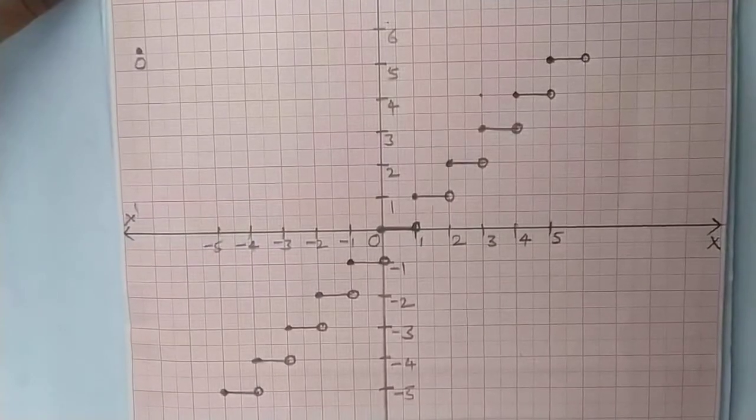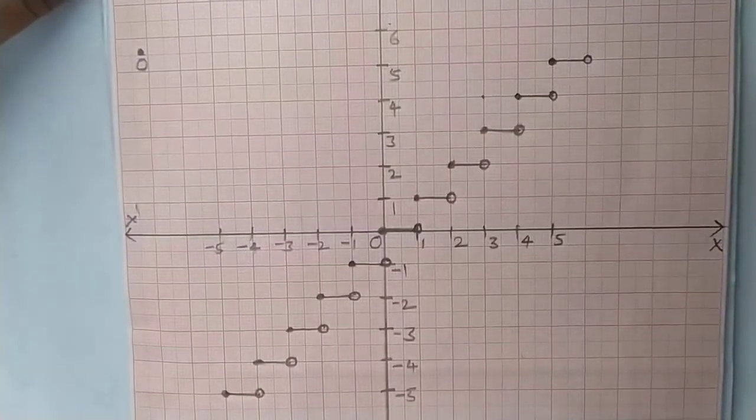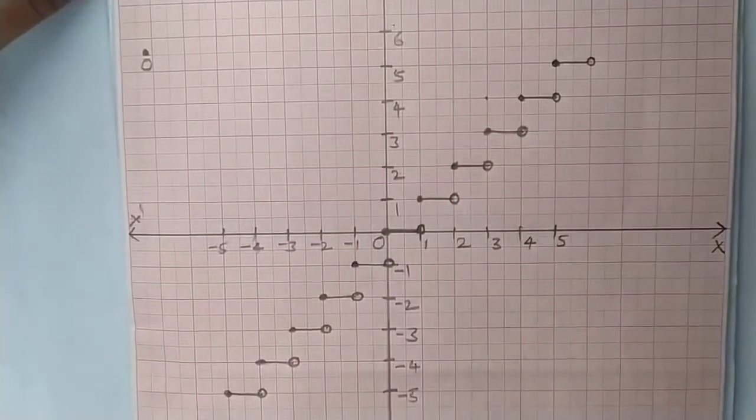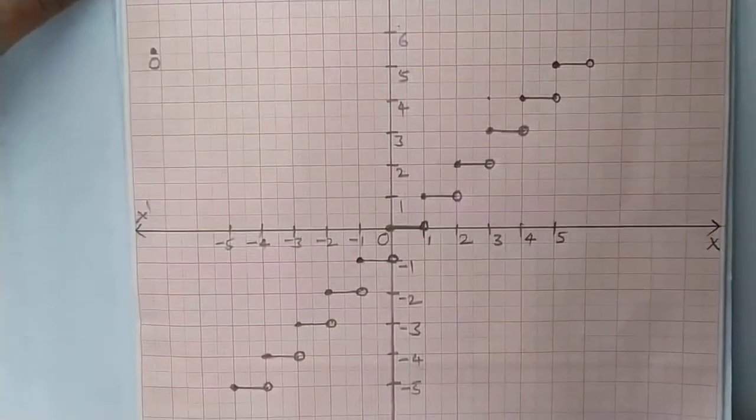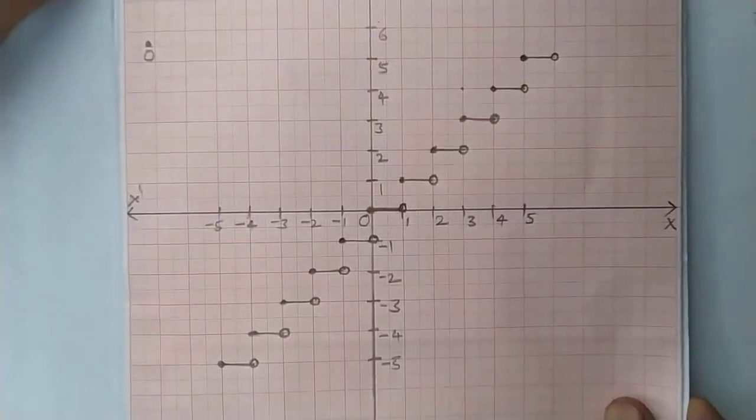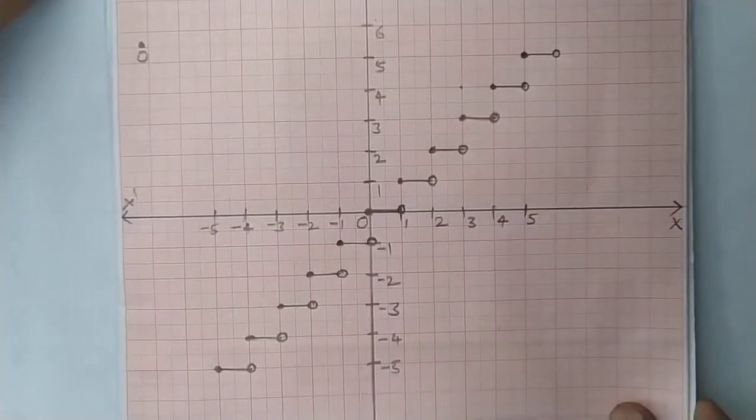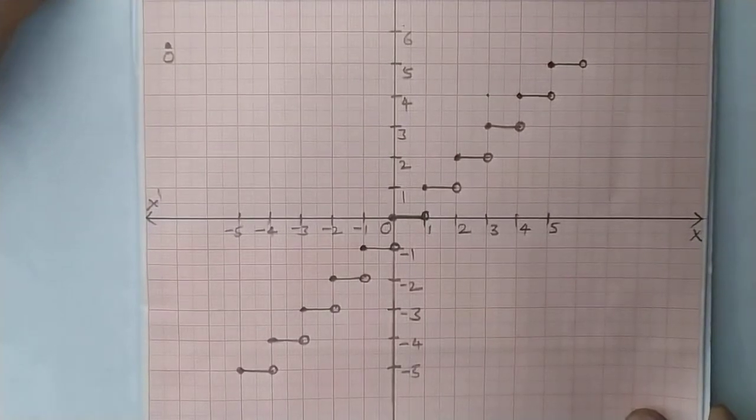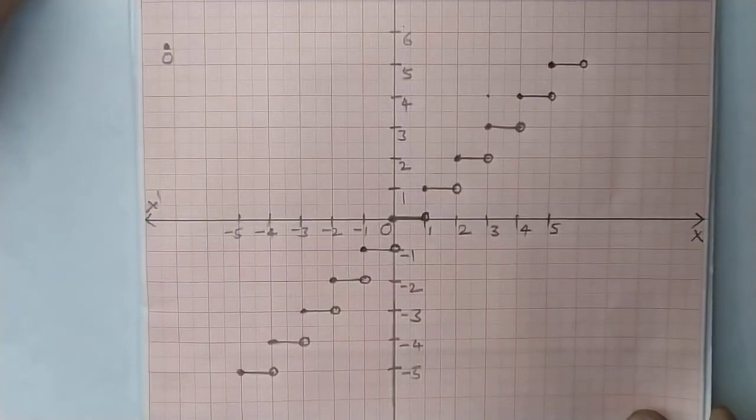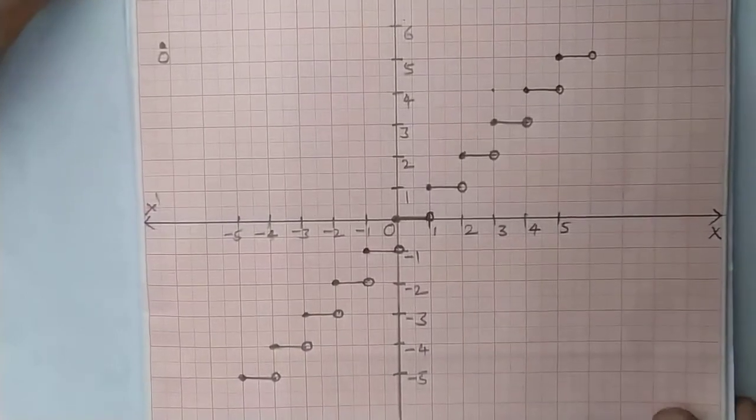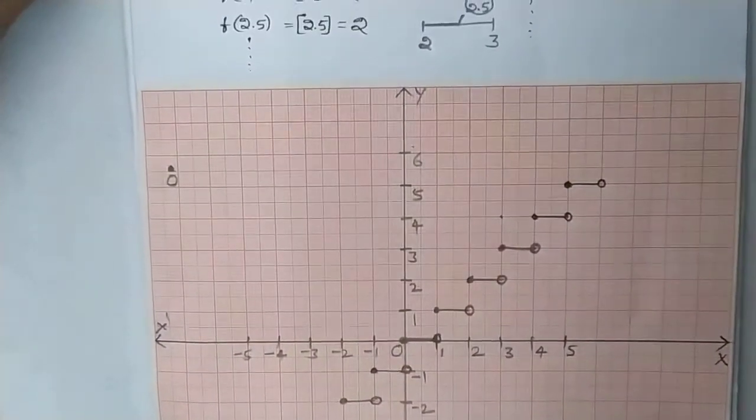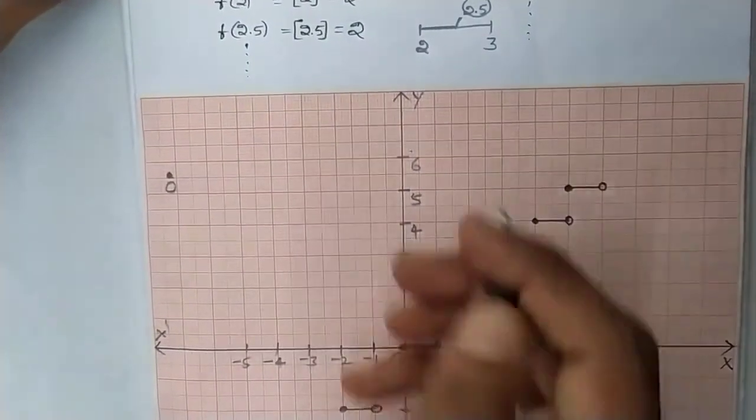What about the domain, codomain and range for this function? You just take a screenshot or pause the video. You draw this graph in your notebook with the help of graph sheet. Now what about the domain, codomain and range for this function?